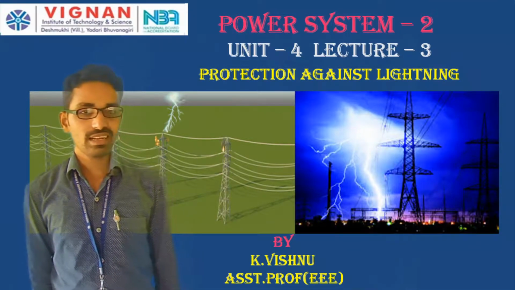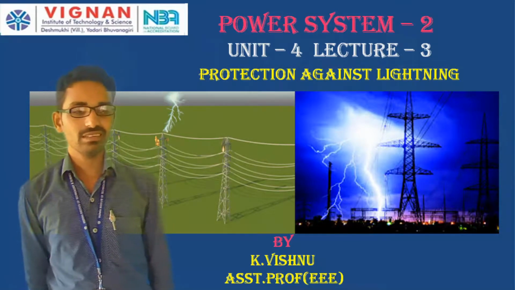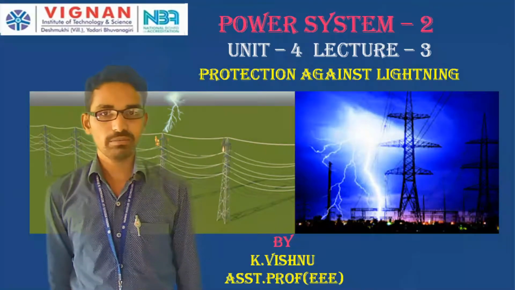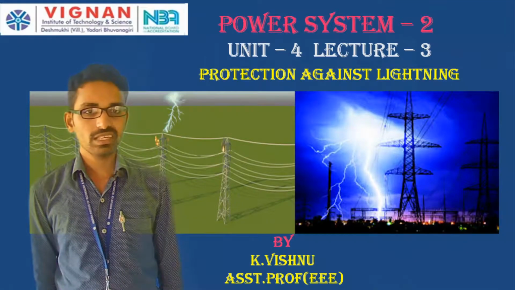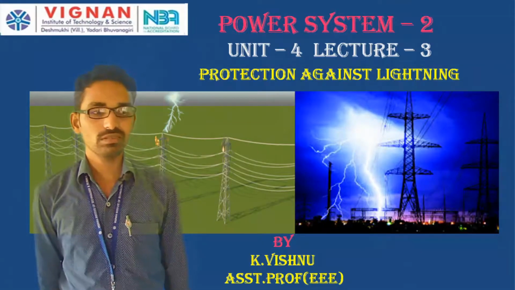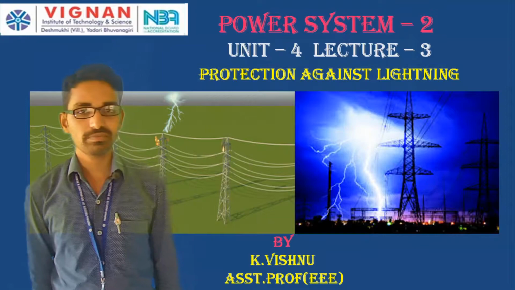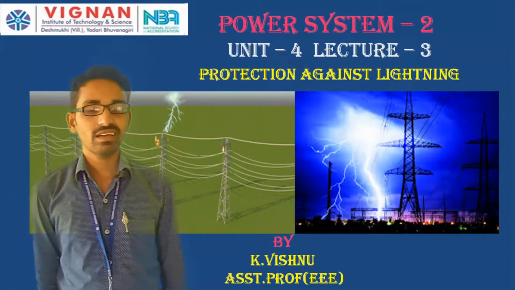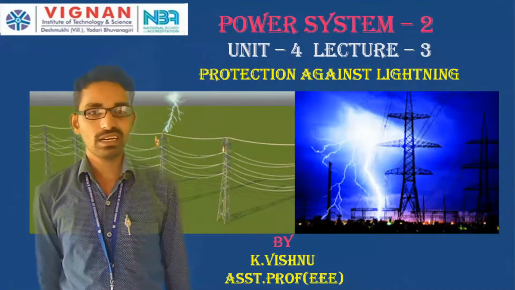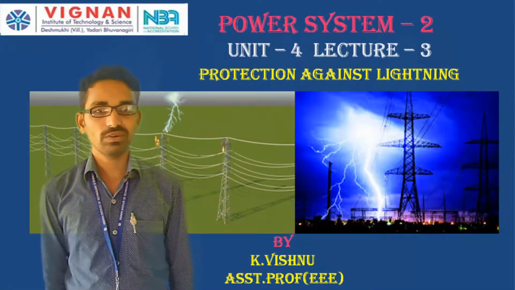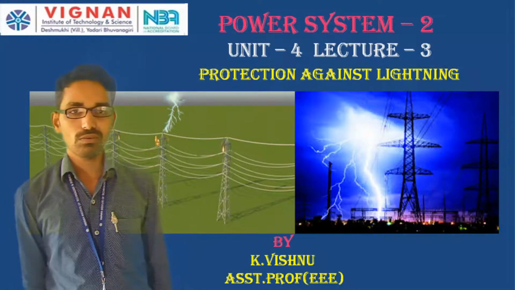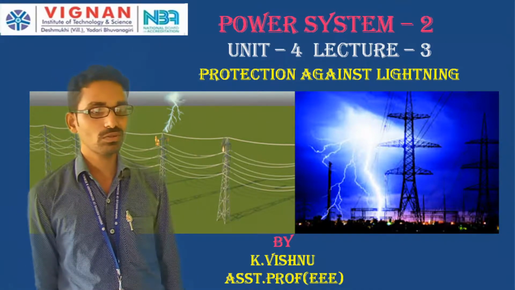In the last class we have seen about lightning: how lightning happens, what the different types of lightning strokes are, how the clouds are formed, how thunder is formed, and how lightning affects transmission lines and power systems. We also saw the harmful effects of lightning. Now we are going to see the protection against lightning.